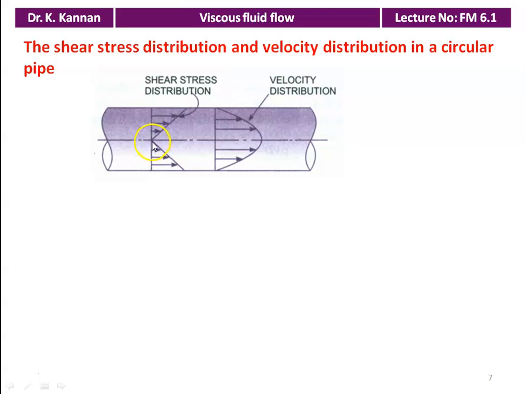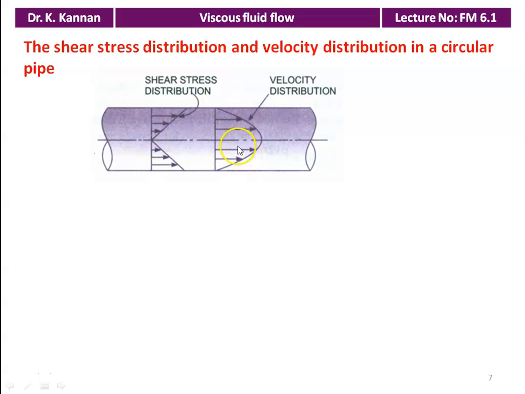Shear stress at the center of the pipeline equal to 0. And when you move towards the outer radius, towards the surface of the cylinder, the shear stress value is increasing, and you may find the maximum shear stress on the wall. So the effect of viscosity is that shear stress is more on the surface of the pipe, and it is decreasing towards the center, and at the pipe center it becomes 0.